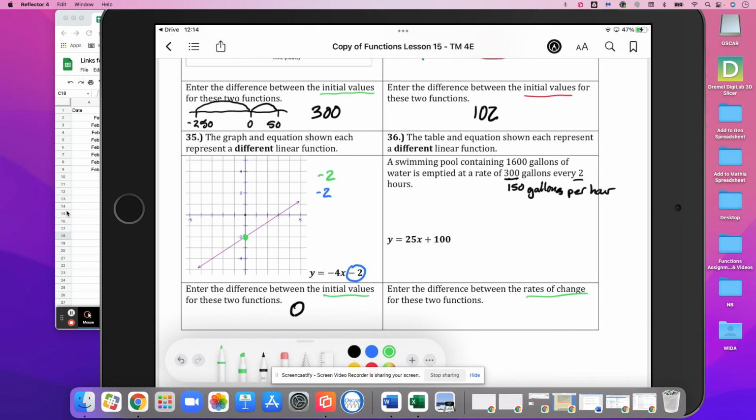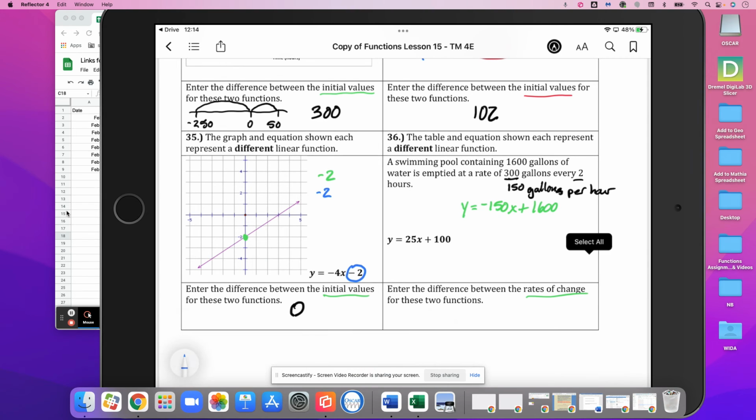So let's go ahead and write an equation for this one. It's being emptied at a rate of 150 per hour. So that 150 is going to be negative because it's coming out of the pool. And it's starting with 1,600 gallons in the pool. So again, it's important to recognize that when we talk about rate of change, we are not talking about how much for 2 hours or 3 hours or whatever. We're talking about 1 hour, and that's why this is 150 gallons per hour.